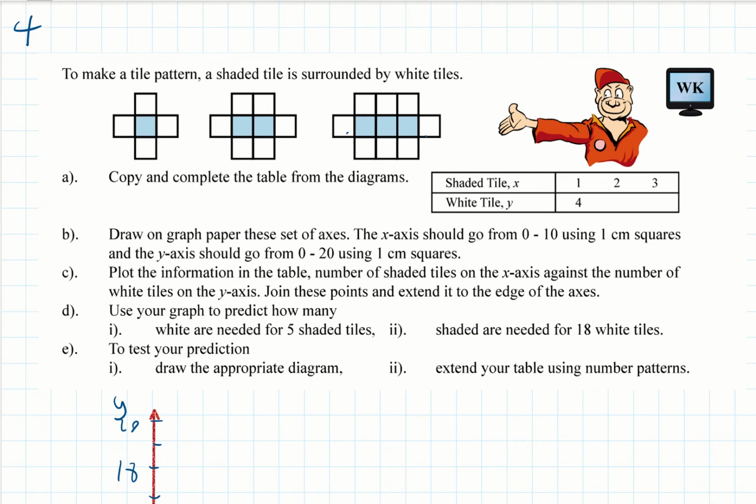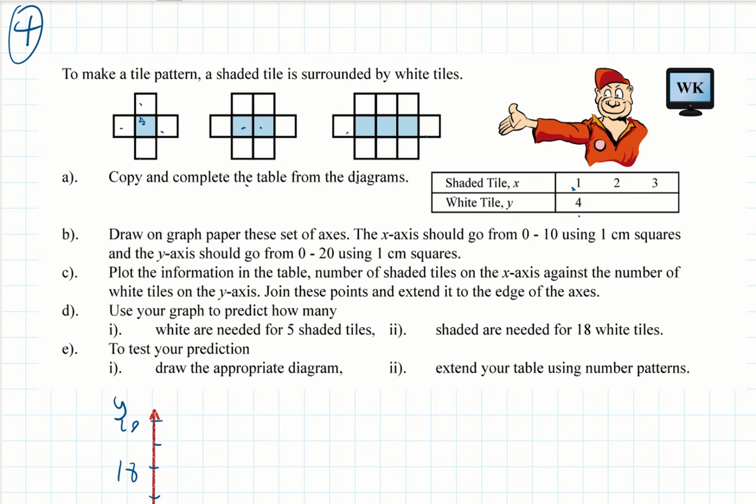Okay, here we are. We're doing tables and graphs, and we're doing what's here on this question. I'm doing question 4 here as a demo, and then we're going to add some other stuff to it, some of the work we've done last term. So we've got a pattern here with these little tiles. I've got a blue shaded one in the middle, and around it there are these 4 white tiles. So here I've got 1 shaded and 4 white.